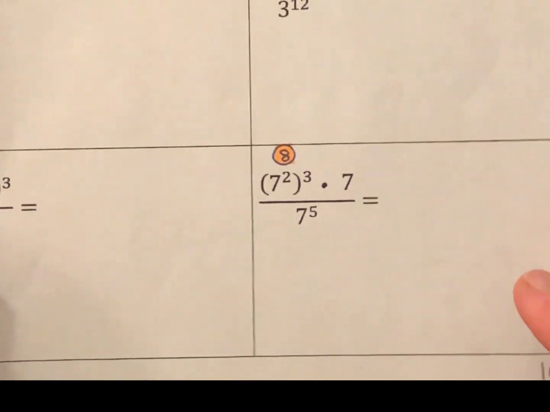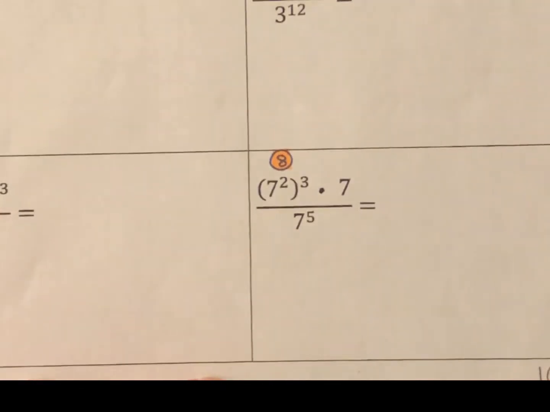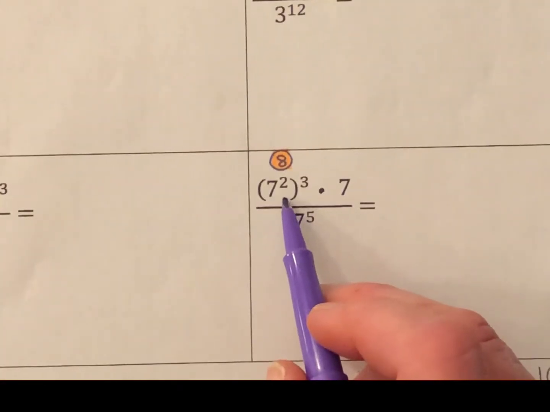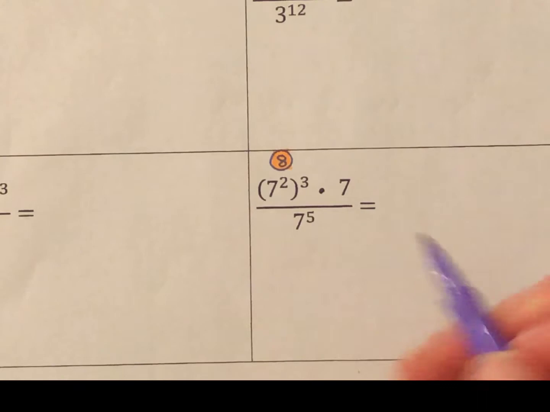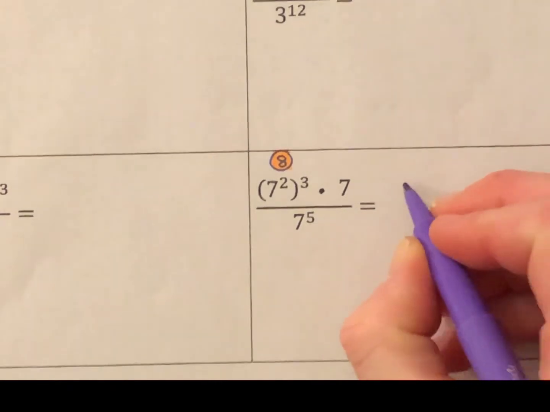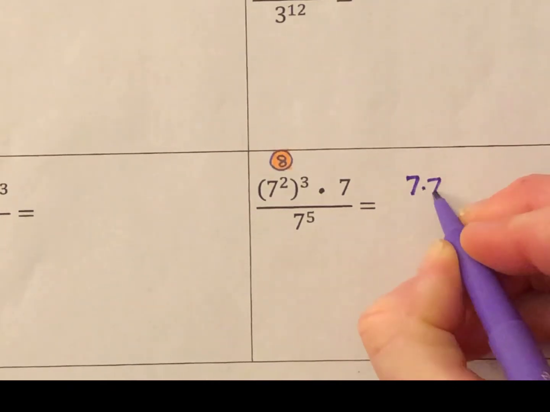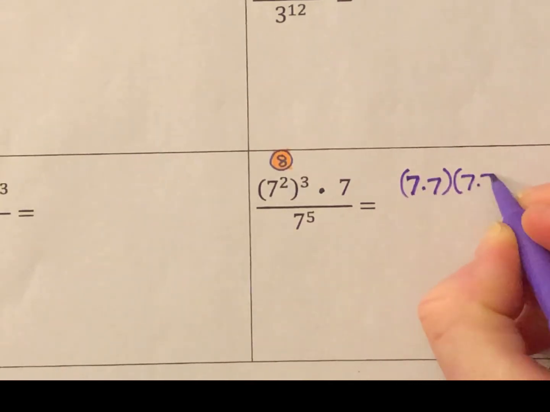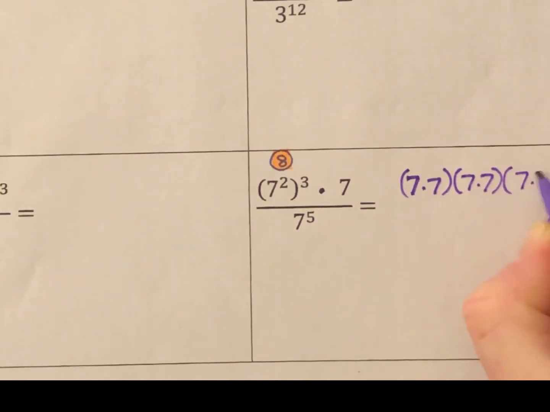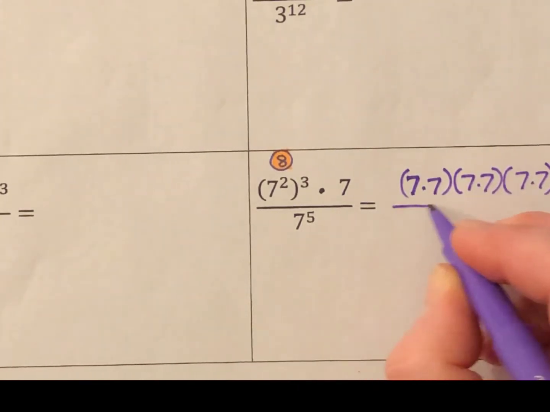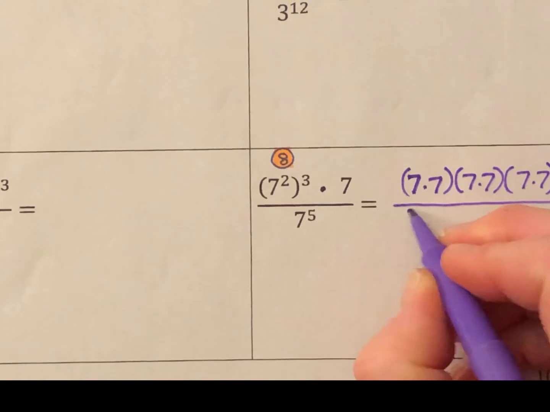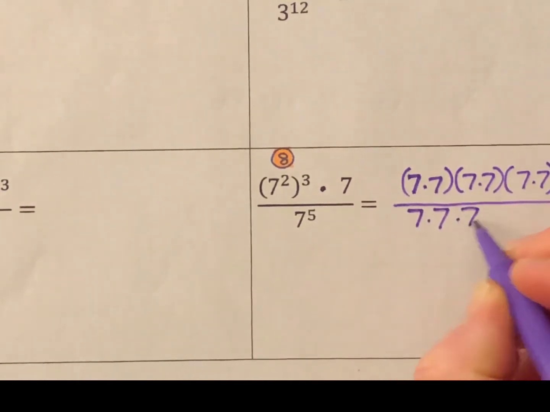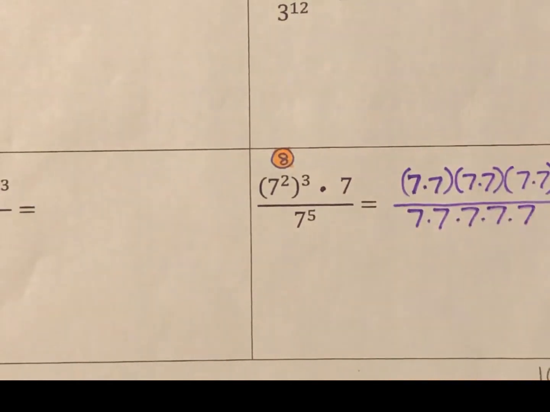The last one we'll do together on this page is number 8. 7 squared, cubed, times 7, over 7 to the 5th power. 7 squared cubed is 6 sevens, times 7 is 7 sevens, over 5 sevens. Well, that's easy now.